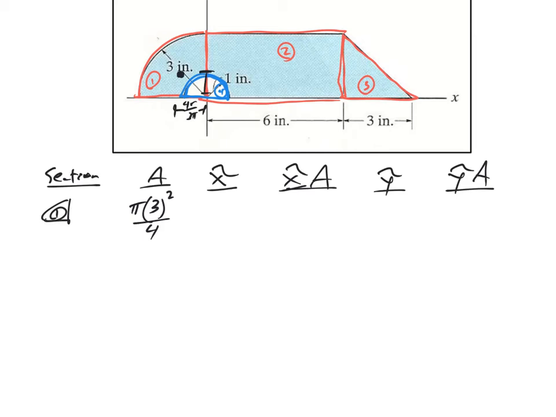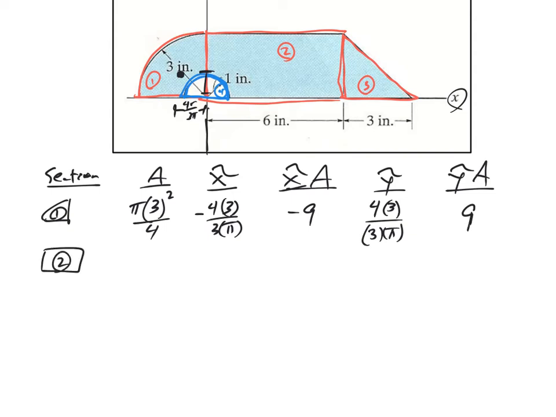So the x tilde is going to be 4r over 3 pi, and that is a negative x. Look at where my axis is: here's x, here's my y, so that's in the negative x. Multiplying x tilde times A, I've got negative 9. Looking at y tilde, it's 4r over 3 pi, and that's in the positive y direction. Multiplying these together, I've got positive 9.